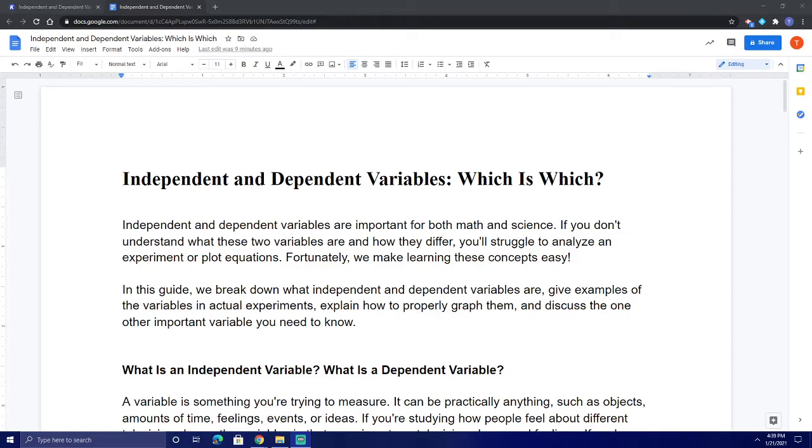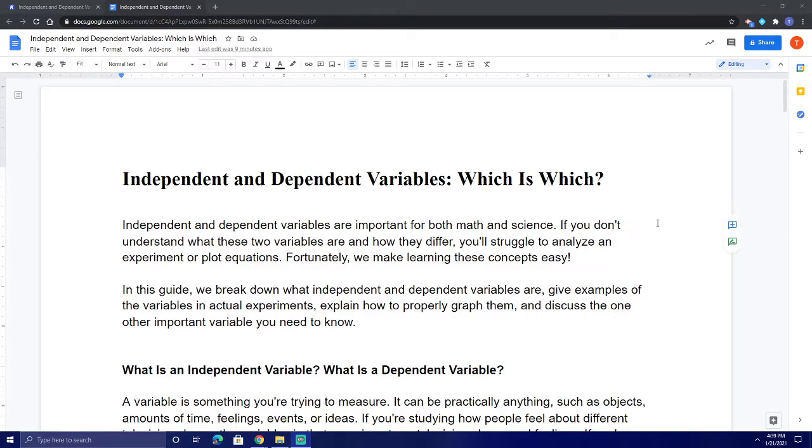Hello, students. For today's reading, we will be reading the article titled Independent and Dependent Variables. Which is which? Independent and dependent variables are very important for both math and science. If you don't understand what these two variables are and how they differ, you'll struggle to analyze an experiment or plot equations. Fortunately, we'll make learning these concepts easy.